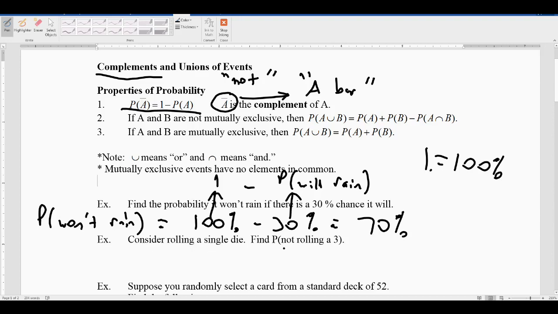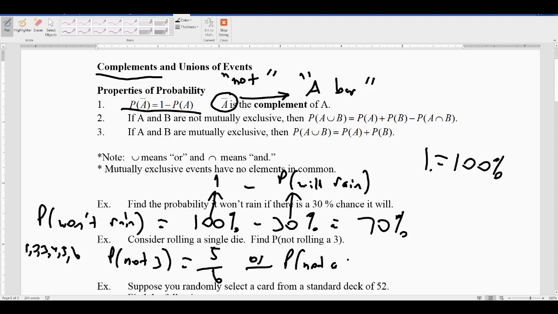Consider rolling a single die. Find the probability of not rolling a 3. So you may just want to think about it straight up. 1, 2, 3, 4, 5, 6 are all the ways you can roll a die and what it will land on. So if you want to do it just by thinking about it, how many ways can you not have a 3? Well, there's 1, 2, 3, 4, 5. How many total rows? 6. Or you could do it like this.